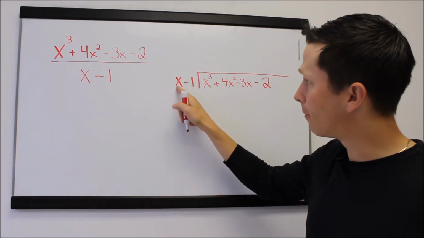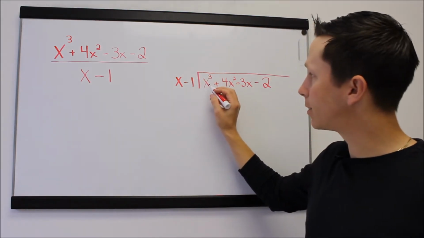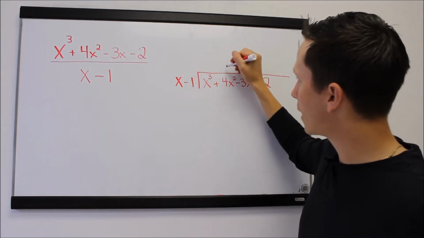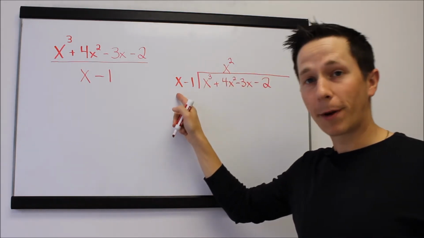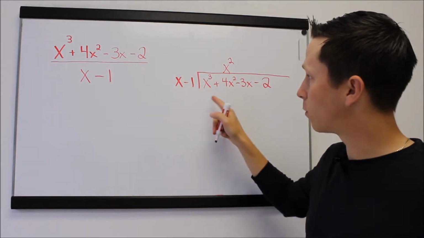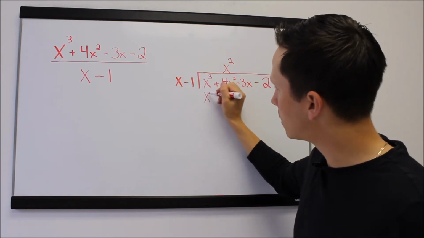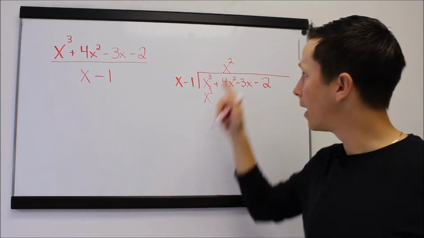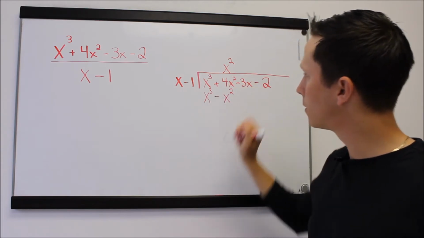Let's see how. First we take x and we say how many times does x go into x cubed? Well, that goes x squared times. X squared, multiply that back down just like normal long division. Multiply it back down to the x and the minus 1 and write that underneath. So x squared times x is x cubed. X squared times minus 1 is minus x squared.